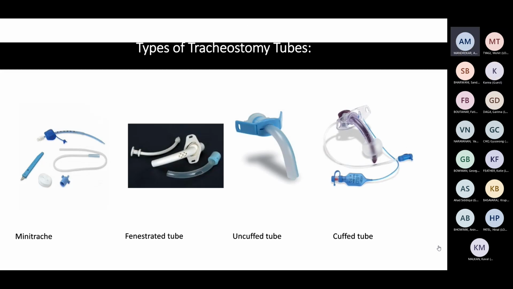As we can see here, these are the types of tracheostomy tubes. We have the mini trache, which is around 4 millimeters in diameter. This is a small type of tracheostomy tube. It's not used for ventilation purposes. It's only used, for example, when we're preparing the patient for decannulation, in emergency situations where we need to secure the patient's airway, and also for things like bronchial toileting, as we explained previously.